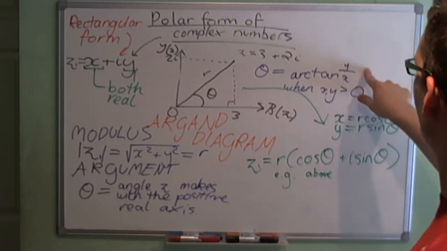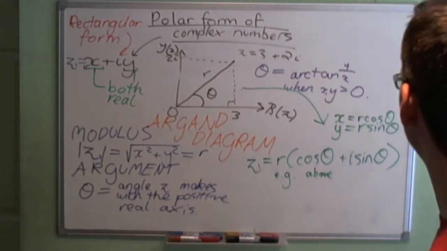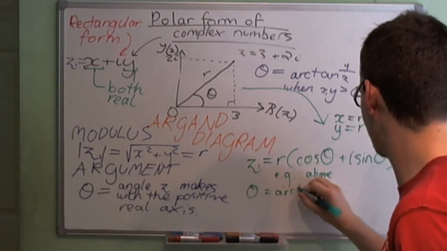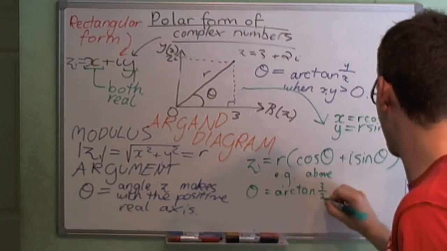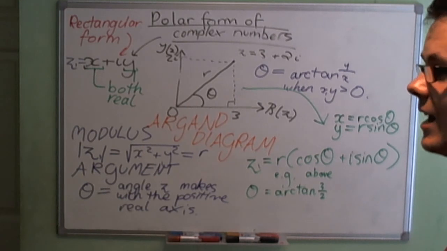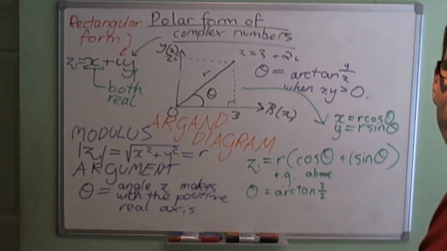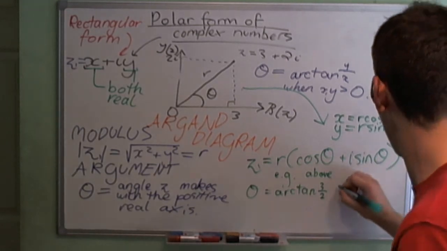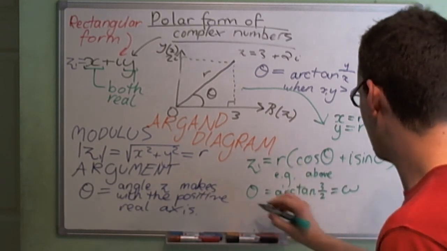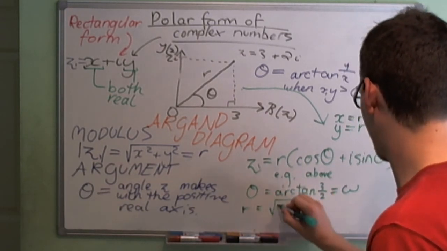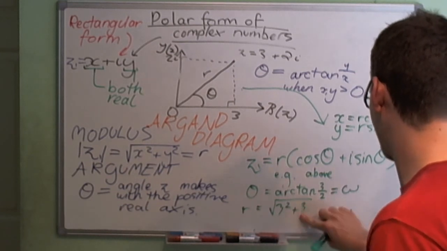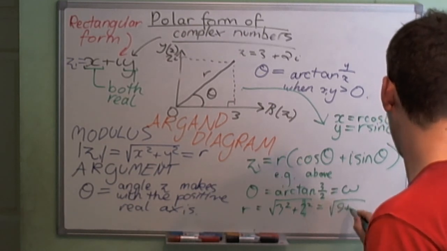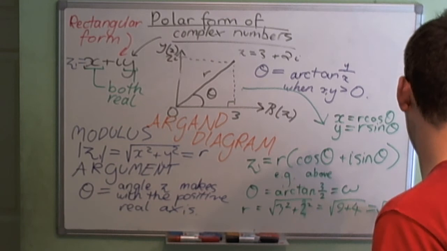Because y and x are both positive, it's easy to evaluate the argument. Theta is equal to arctan of 2 over 3, which we can calculate fairly easily, but I don't have a calculator with me, so let's just call that omega, little omega. r is equal to the Pythagorean sum of 3 and 2, so root of 3 squared plus 2 squared. That is 9 plus 4 equals root 13.